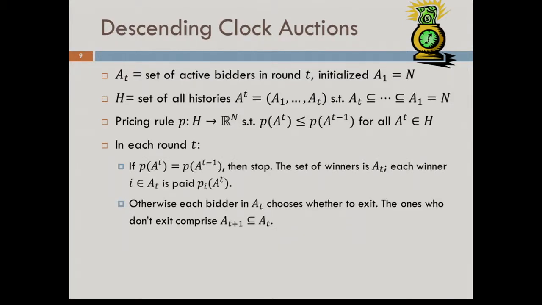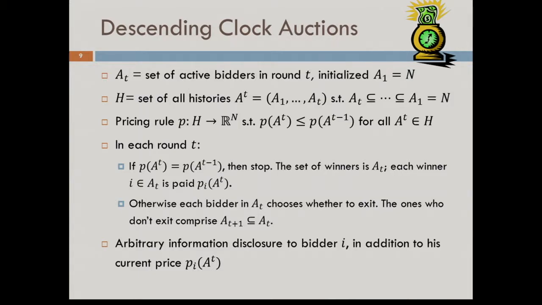Okay, now in each round, basically there's a stopping rule. And so the way we formalize it, if the prices don't change to any bidder, then we stop. The auction is done. And the set of bidders who are now active are exactly the set of winners, and each bidder is paid its current price. Otherwise, somebody's price is reduced, and the bidders can choose whether to exit. Rationally, bidders whose prices are reduced may want to exit. The ones who haven't exited will be the set of active bidders for the next period.